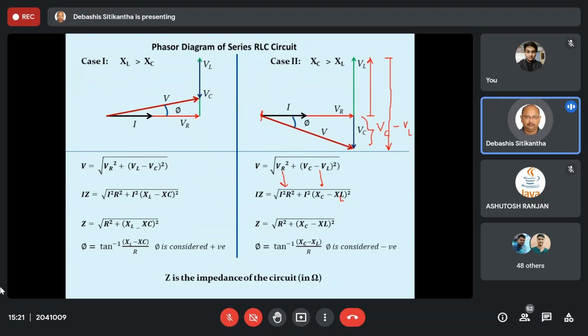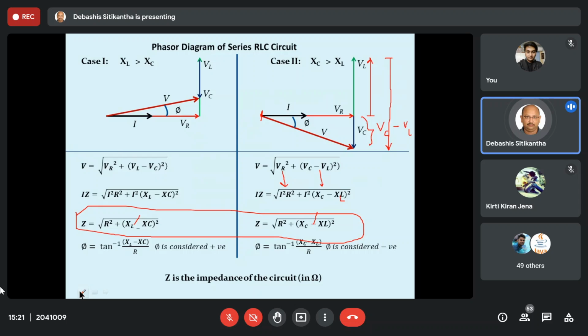L should have been a subscript over here. Now, if I take this I square common out of this bracket, this I and this I will get cancelled out, and ultimately what I am going to get is Z is equal to the square root of R square plus (XC minus XL) square. Now just have a look at this case. In both the cases, these second terms are squared terms. So if you interchange their positions, it doesn't matter because it is a square term. It will not be negative.